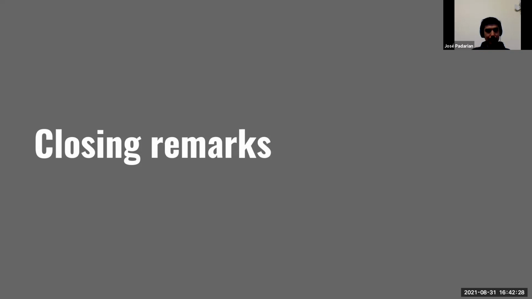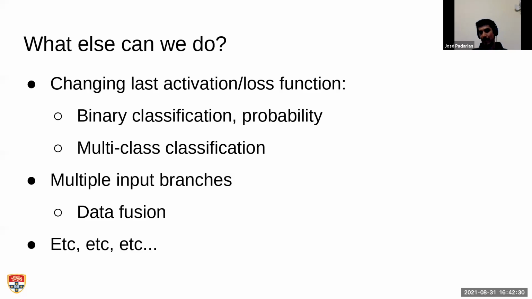So, just as closing remarks, neural networks, from what we've seen, are quite flexible, and we can do many things by changing these different building blocks. We can do many other things, like changing the loss function or the last activation of the neural network. We can do classification, multi-class classification, and obtain probabilities. I showed you already an example of quantile regression that's just changing the loss function.